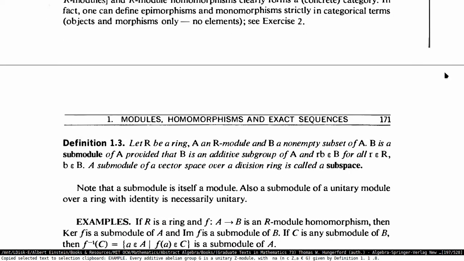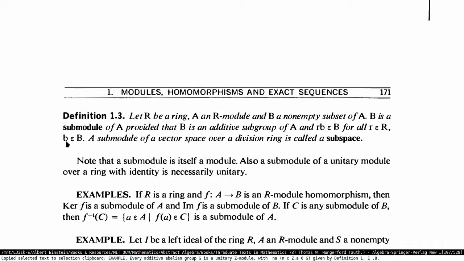So we consider what submodules are, and again, as you can guess, submodules are like subspaces in vector spaces. So if you have a ring R, and A is an R-module, and B is some subset of A, then B can be made into a module that is induced from A in some sense. B is going to be a submodule of A if you can have an additive structure on B. So B is going to be an additive subgroup of A, essentially borrowing the additive structure from A.